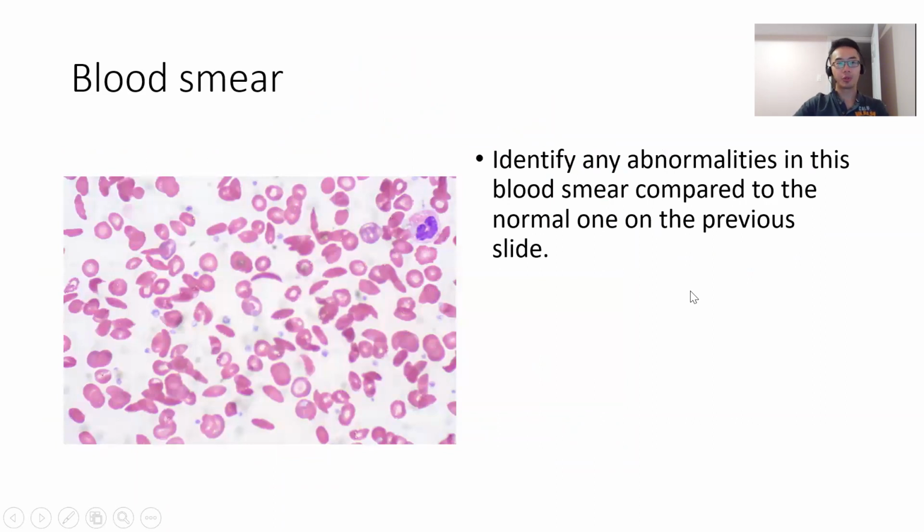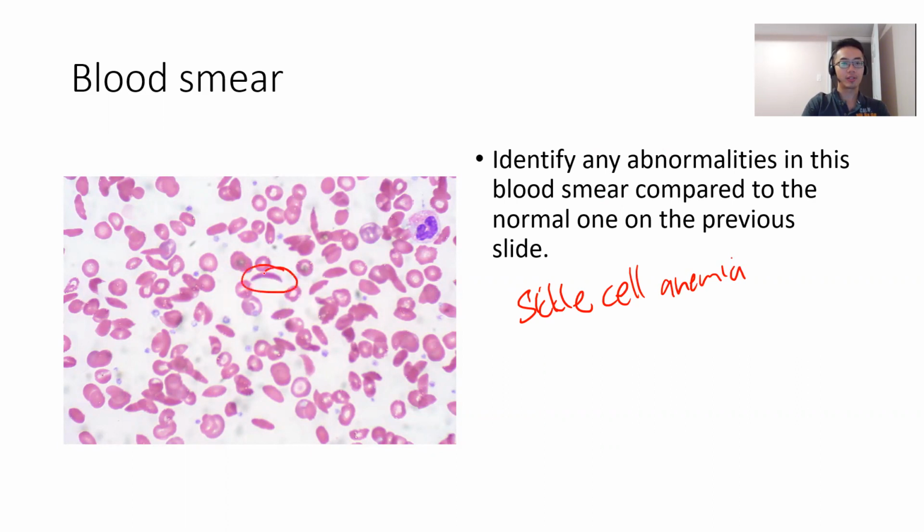Identify any abnormalities in this blood smear compared to the normal one on the previous slide. Any suggestions? This one is pretty obvious. I would think it's pretty obvious. Anybody want to guess what's wrong here? I think it's sickle cell. And that is definitely correct. Stephanie, what gives it away? The moon crescent red blood cells. That is correct.